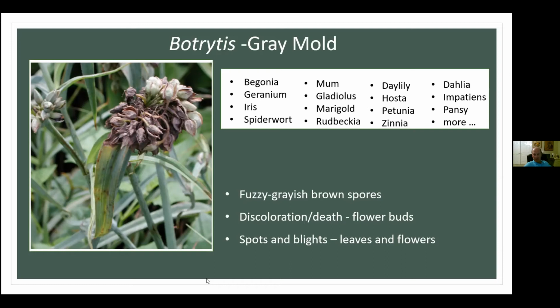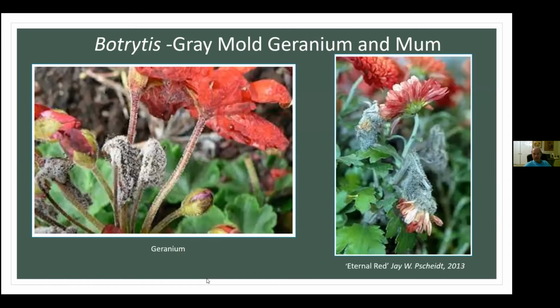The disease develops under cool, moist, high humidity, and cloudy conditions. It grows on weakened or dead tissues and can survive on decaying plant material such as fallen flower petals. Healthy plant parts such as a leaf in contact with the fungus on the flower may also become infected. Photos of the gray mold are shown on a geranium and a mum. The fuzzy grayish spores are quite evident here.